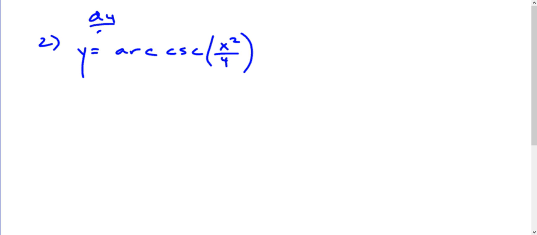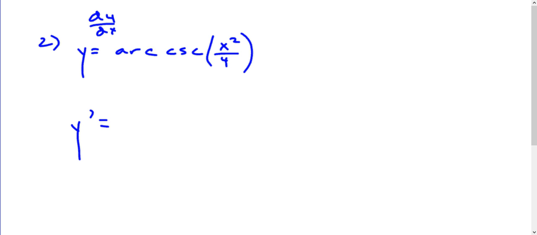Number 2. Let's get into a little inverse trig action. Let's say I have arc cosecant of x squared over 4. We're going to find the derivative of this, once again, and it's very important that you understand what the inverse trig functions are.